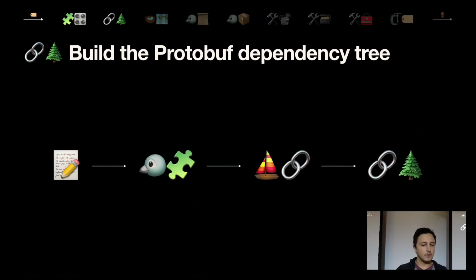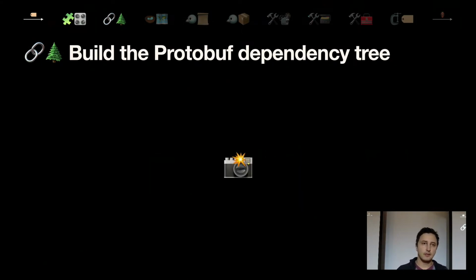And that's what we do. We open the descriptor file, we open the Swift protobuf plugin library, then we navigate through all the dependencies, and then we create a dependency tree, which is simply a graph of objects. And we call it the protographer.